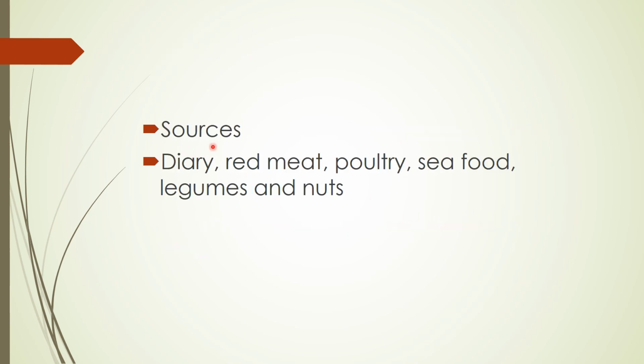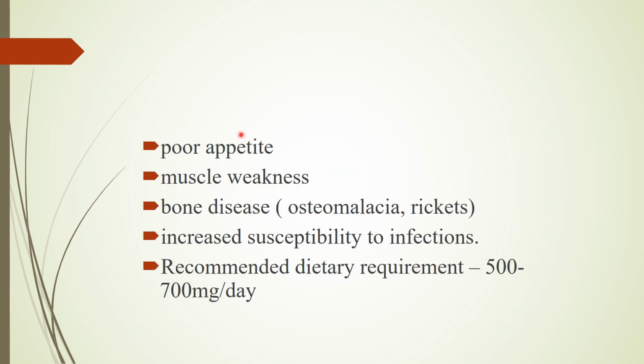And the main sources of phosphorus include dairy products, red meat, poultry, seafood, legumes and nuts. And the deficiency of phosphorus can lead to poor appetite, muscle weakness, bone disease which includes osteomalacia and rickets, and increased susceptibility to infections. And the recommended dietary requirement of phosphorus is 500 to 700 milligram per day.